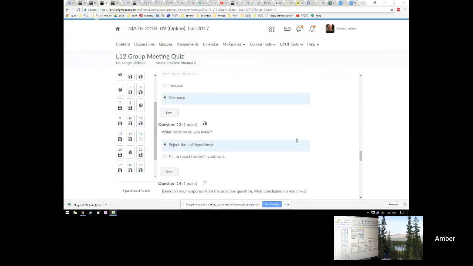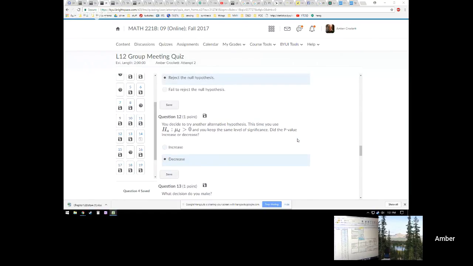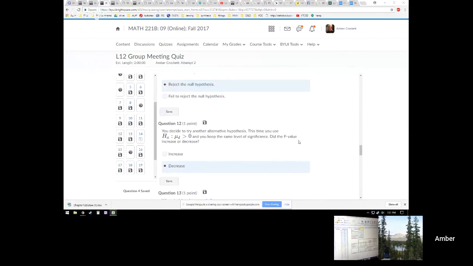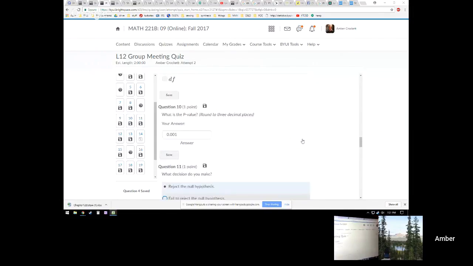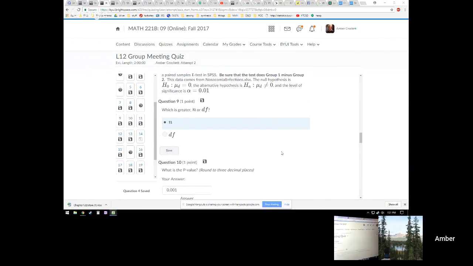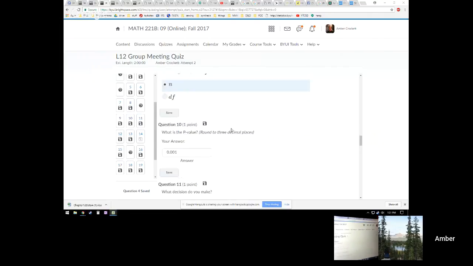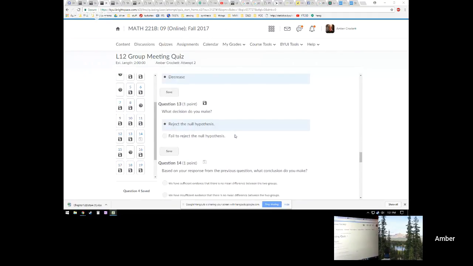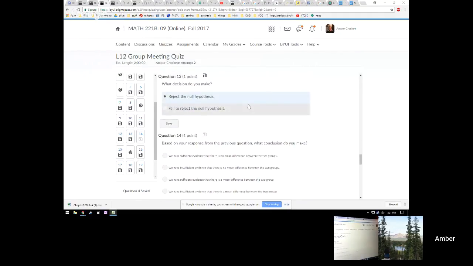Zero point zero zero zero six. So it's wanting to know the decision based off of that answer, right? Changing that and having it decrease. So the level is 0.01 and that new p-value would be 0.006. So then we're still just smaller. So we're just rejecting the null. Yeah, it would just be rejected again.